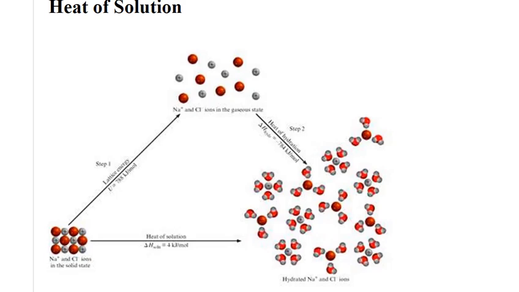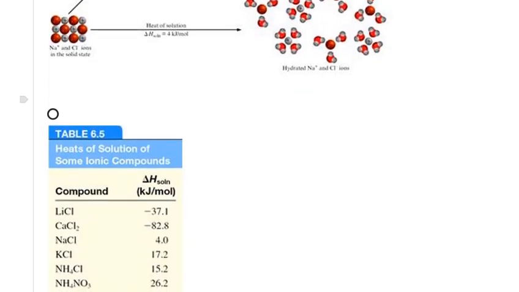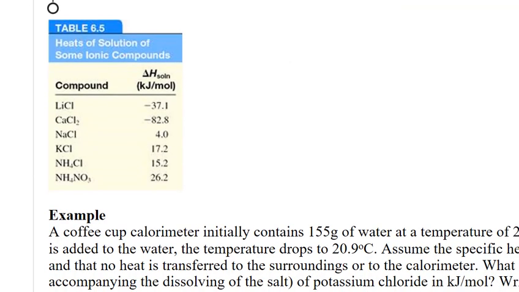So you can see the heat of solution overall to go from sodium chloride as a solid to it being dissolved is 4 kilojoules per mole. The net: we required 788, we released 784, so the net requirement of energy was 4 kilojoules per mole. In this table here, we can see some different examples of different salts being dissolved into water and the heats of solution associated with them.